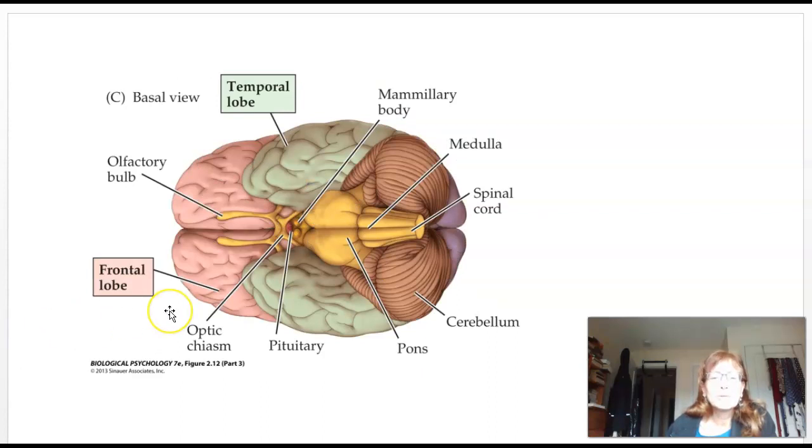Here's the basal view of the brain. So in other words, we flipped it upside down, and this is where we can see the olfactory bulb, which in us, as we can see right here, and in a sheep, when we were doing dissections, this was quite a bit larger, kind of extended out.